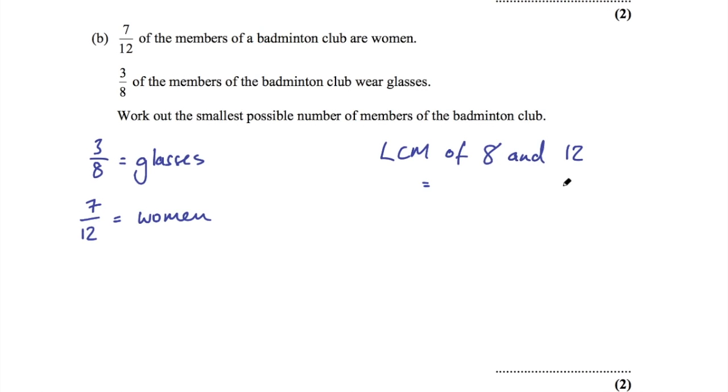So what's the lowest whole number that 8 and 12 goes into? And hopefully you can see it without too much working out. 8 goes into 24 3 times and 12 goes into 24 twice. So hopefully you can see that that's 24. There's not a lower number that they both go into. So the smallest possible number of members of the badminton club is 24.